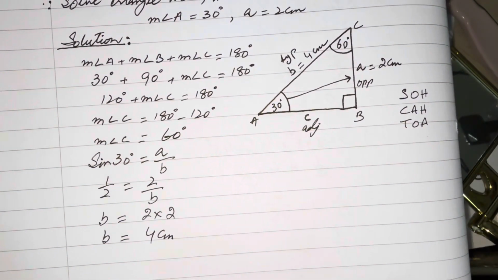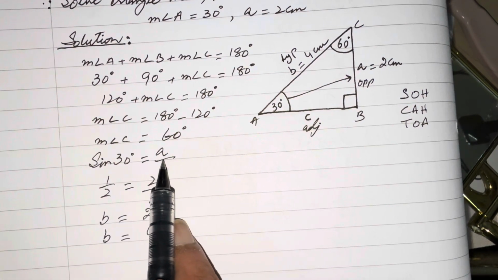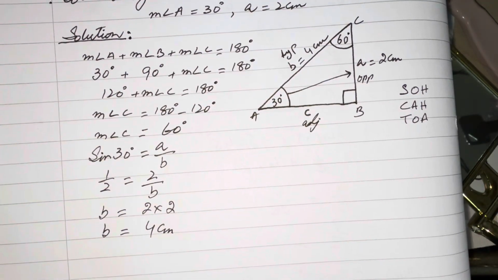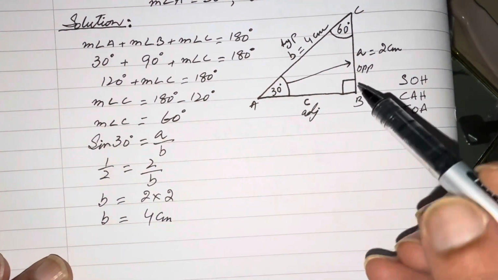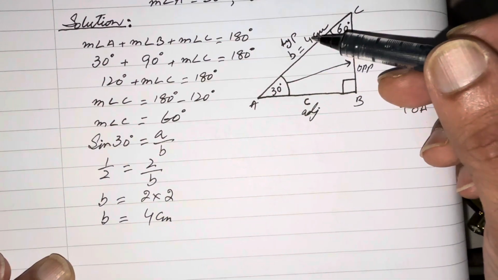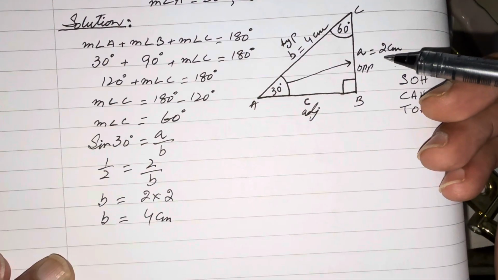So how have we found it? By using the trigonometric ratio sine 30, which is equal to opposite side divided by hypotenuse. So now we have found the value of the hypotenuse B is equal to 4 centimeters. The length of the opposite side was already given as 2 centimeters.